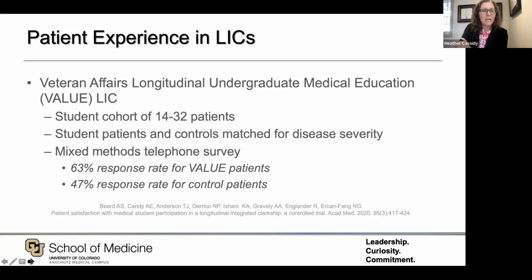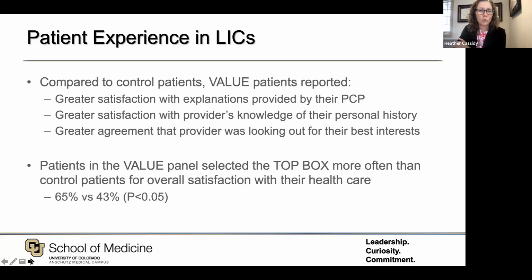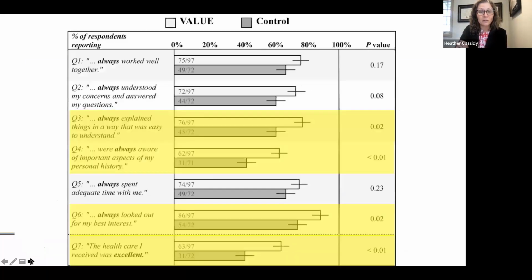They had a pretty high response rate, higher actually for the value patients, or the LIC patients, than for the control patients. And what they found was that compared to the control patients who were not working with a LIC student, they were just working with the PCP. And remember, the PCP here is also the LIC student's preceptor for the patients who were in the value arm of the study. The LIC patients had greater satisfaction with the explanations provided by their PCP, greater satisfaction with the provider's knowledge of their personal history, and greater agreement that the provider was looking out for their best interests. And they were more likely to select top box values for patient satisfaction with their overall healthcare. So it looks something like this.